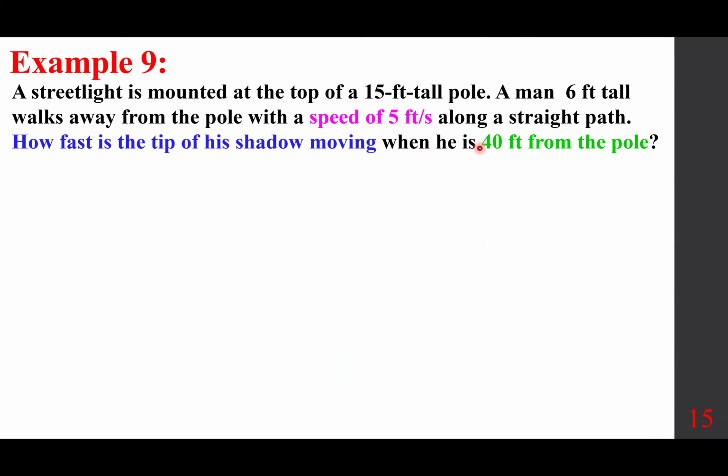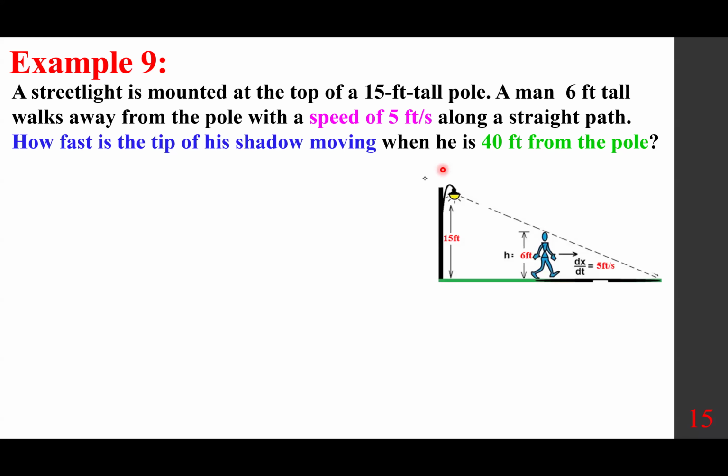So we are going to draw a setting as follows. This is a 15 feet tall pole. This is a 6 feet tall man, and he's walking away from the pole, and has the speed dx/dt, 5 feet per second. So let's understand that. Here's the tip of the man's shadow, as it hits the head, the tip of the man's shadow.